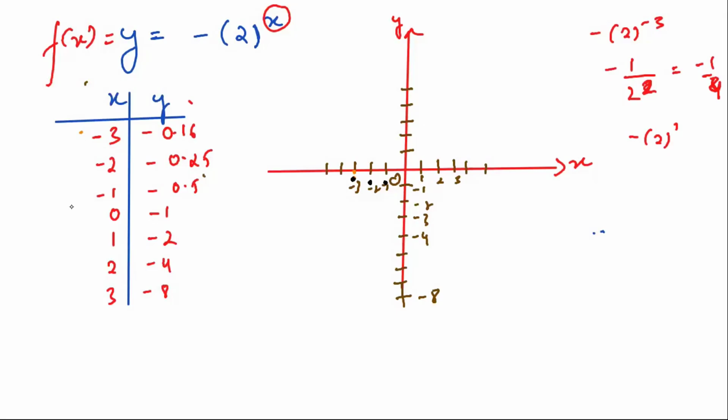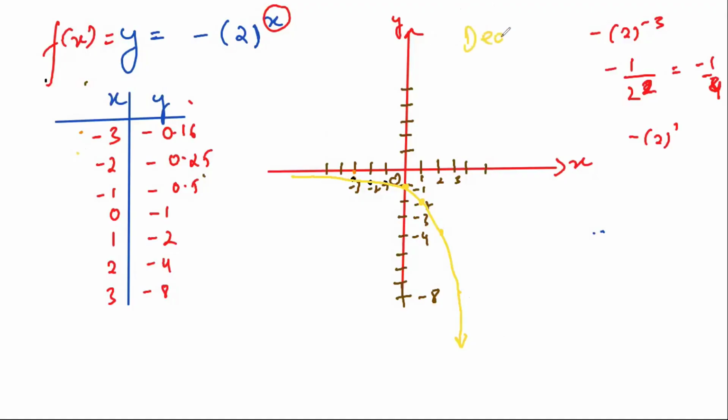Let me change the color. At x equals 0, y is minus 1, so this one is at 0. Then at 1, it is minus 2. Here at 2, it is minus 4, and at 3, it's negative 8. So if you see, my values are coming like this, and it's going towards the down part of the y-axis. It's very clear that the output is getting lesser and lesser and lesser.